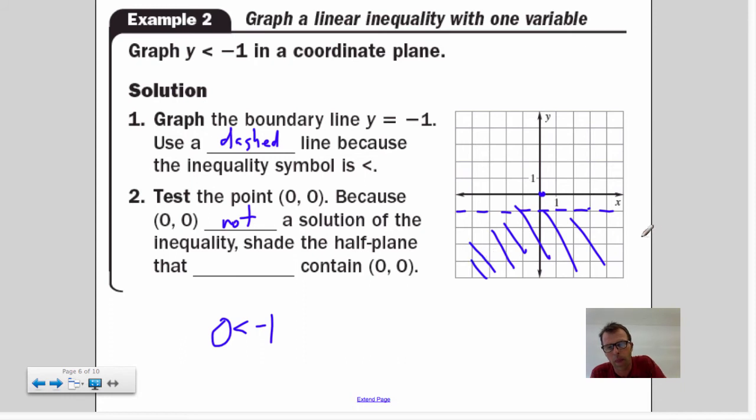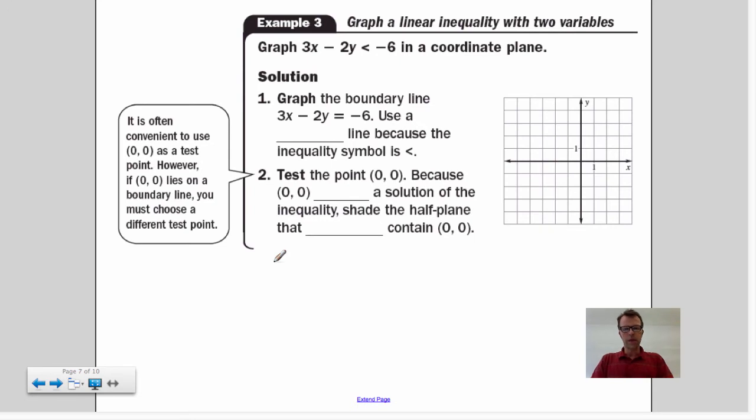Nice shading. Got it. If you want to fill this in, this would be "does not." Great. Let's do our next example, a little bit more involved.